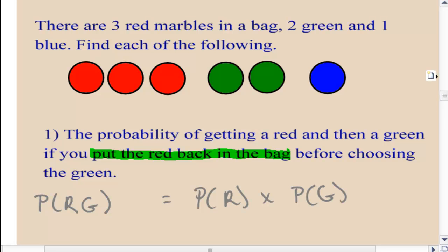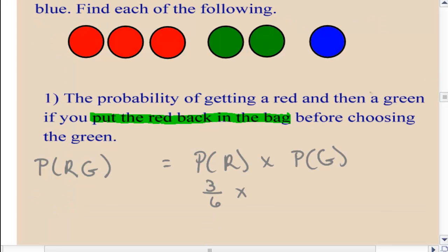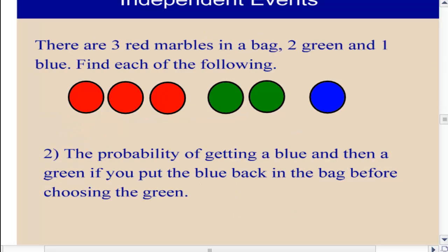So what's the probability of red? Probability of red is 3 out of 6, right? You can simplify that or not, it doesn't matter. Probability of green, 2 out of 6. You can simplify at first or you can cross cancel at this point. Either way, it doesn't matter. So we end up with 1/6 is the probability of getting a red and then a green.